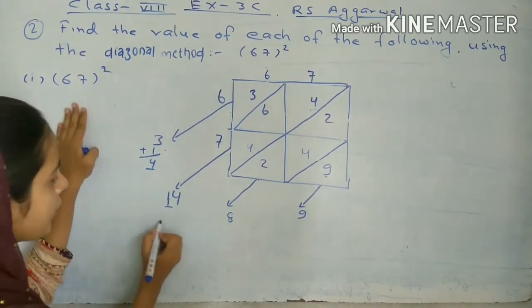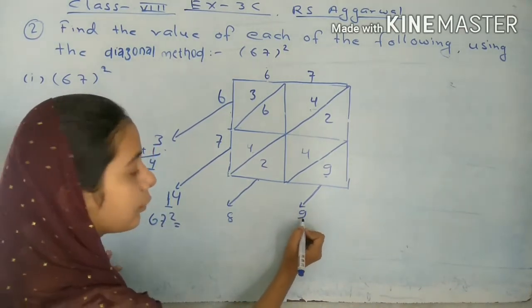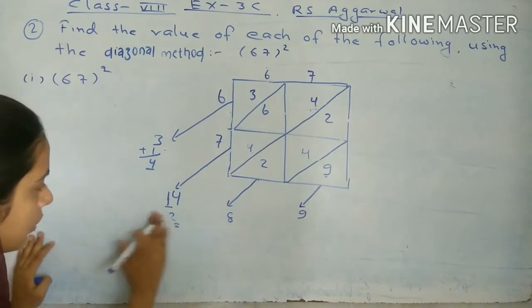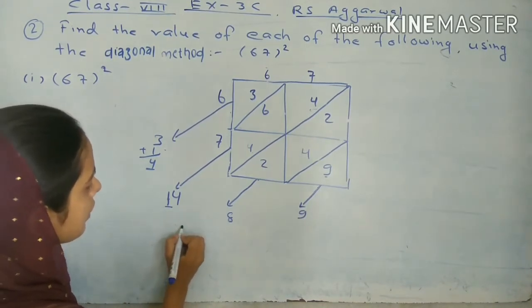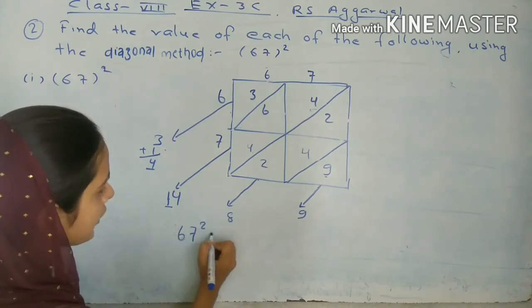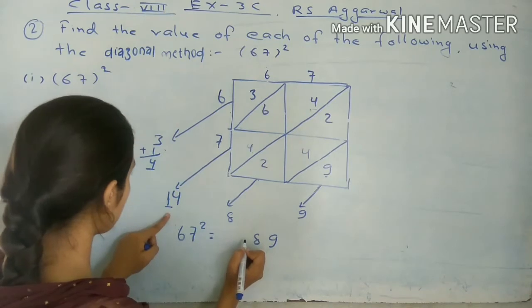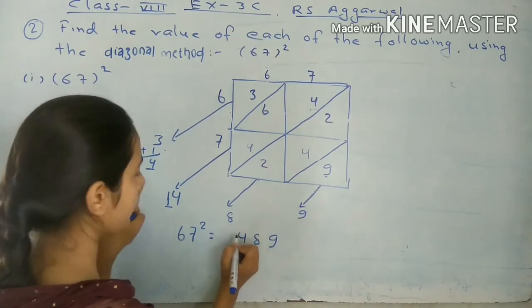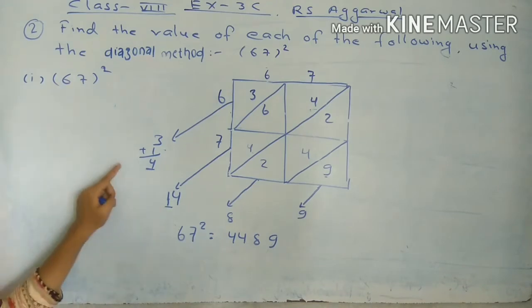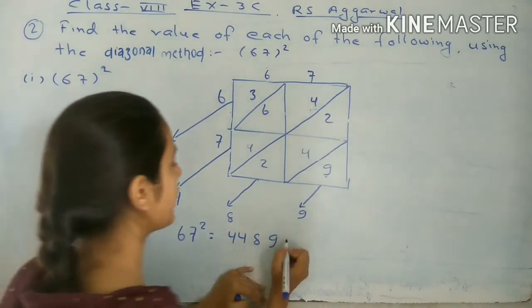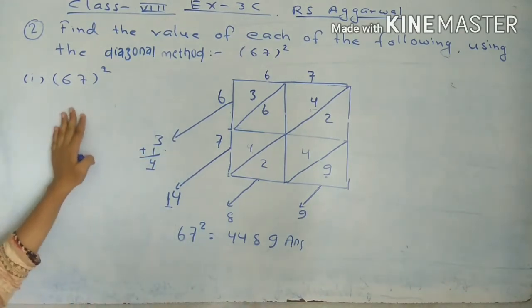And now the 67 square will be 9. We will write from the right side. So 67 square is equal to 4, 4, 8, 9. We will not write 1 because 1 we have to save in the carry of 3. So 4, 4, 8, 9 is the right answer. To check, you can multiply 67 two times.